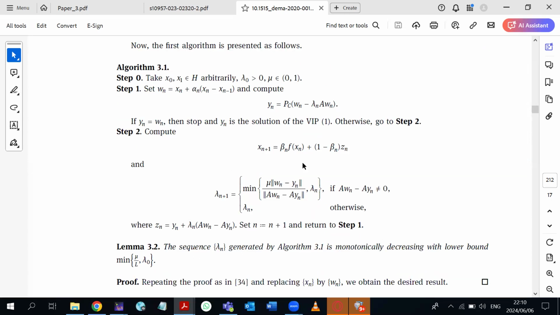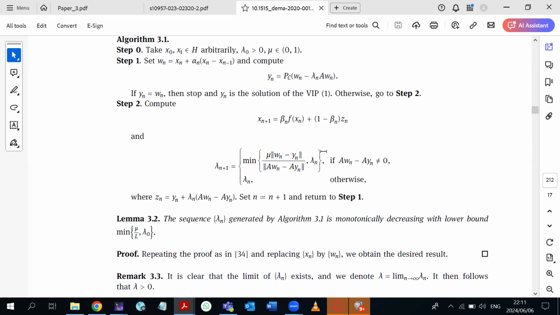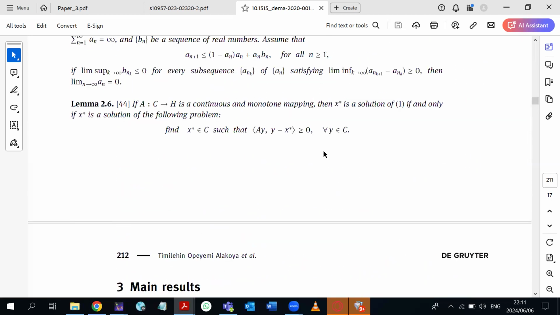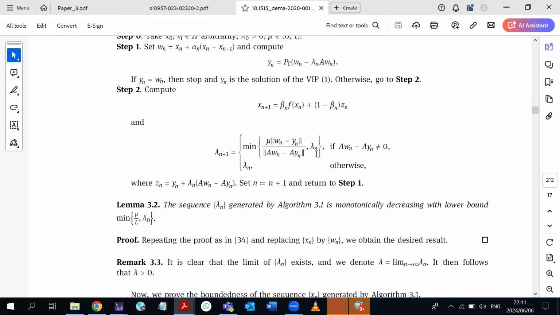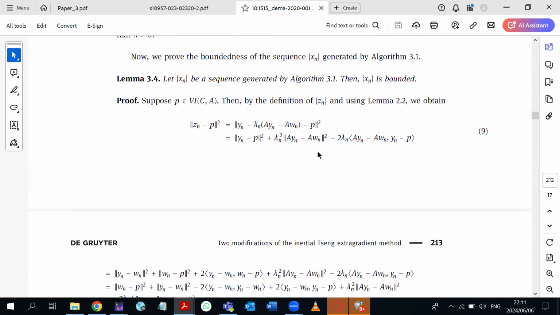So Biba is saying, the Biba lemma 3.4. What do they want to achieve? They want to show that the sequence is banded. Lemma 3.4.